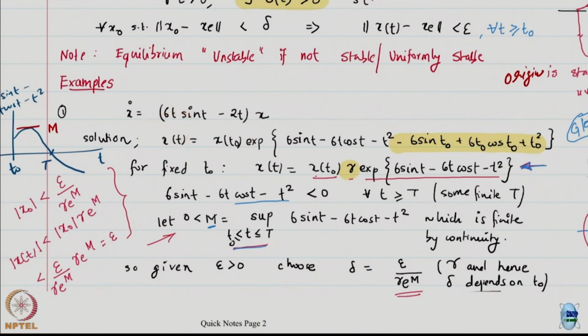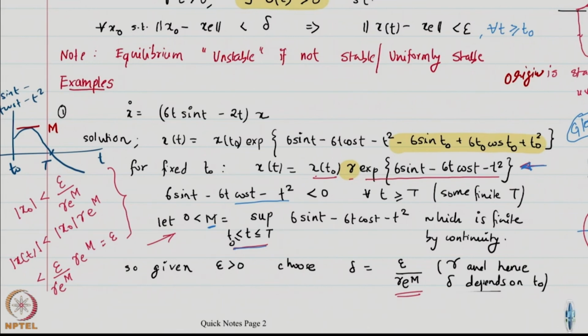So, we have everything that we need here. Now, for a fixed t0, I will just denote the exponential of minus 6 sin t0 plus 6 t0 cos t0 plus t0 square as some gamma, because once I fix t0, this is a constant. So I can just look at the function of time, then this is k.